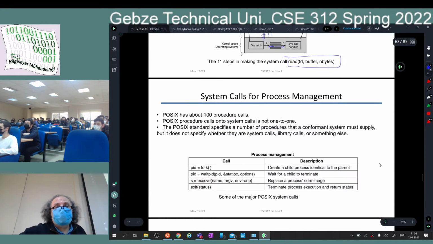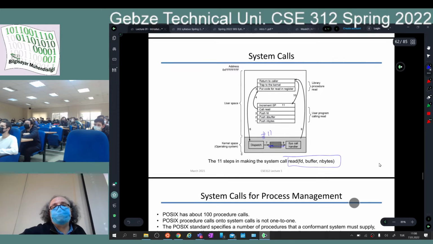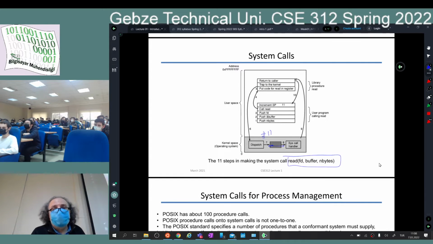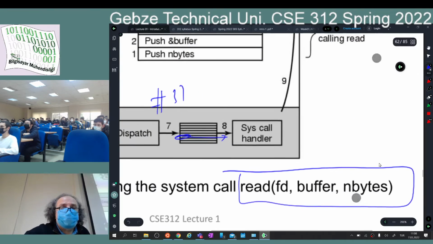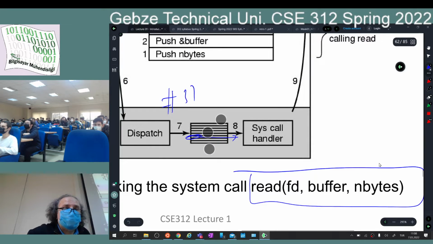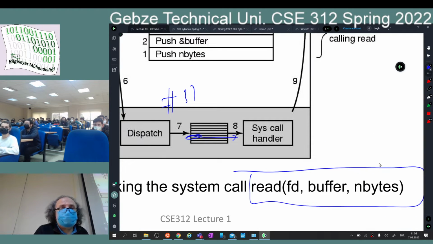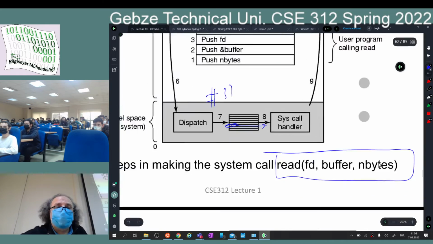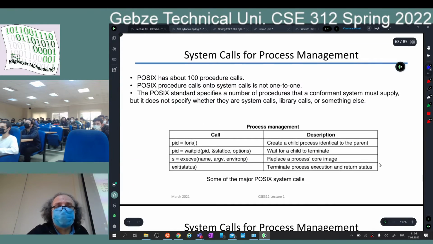Okay. So let's look at these system calls. What kind of system calls do we have? Somebody asked me about what those are. This is the list of the system calls. Let's look at them.